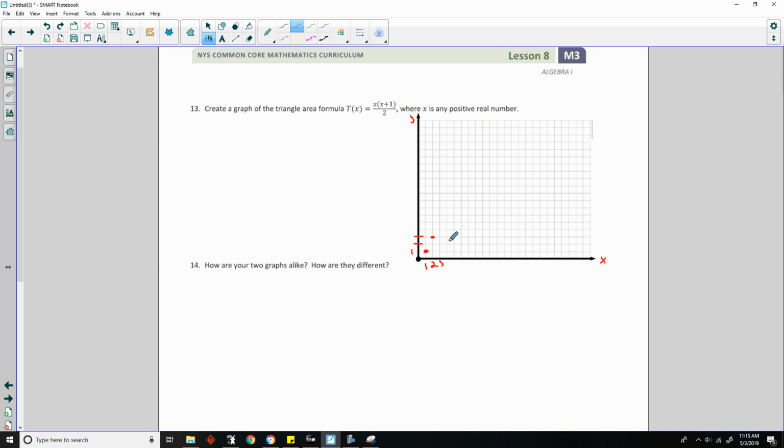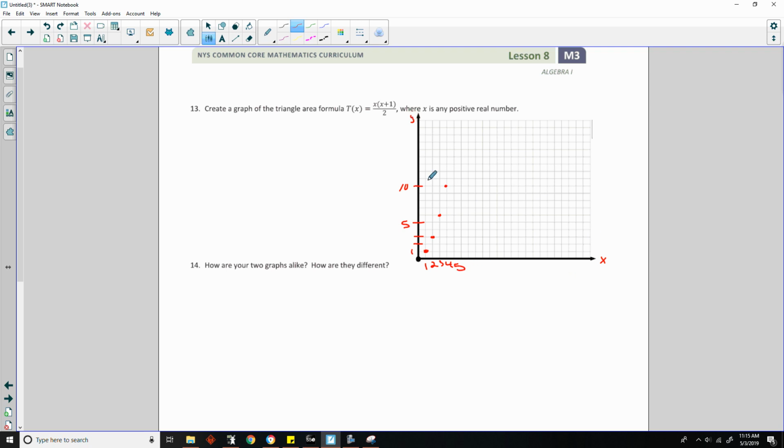If I plug in 3, then it's 3 times 3 plus 1, which is 4. 3 times 4 is 12. Divided by 2 is 6. 1, 2, 3, 4, 5, 6. So I'll just label each fifth. There's 6 right here. All right, number 4. If I plugged in 4 here, 4 times 4 plus 1, which is 5, is 20. Divided by 2 is 10. 6, 7, 8, 9, 10 is right here. So therefore my dot would go here.